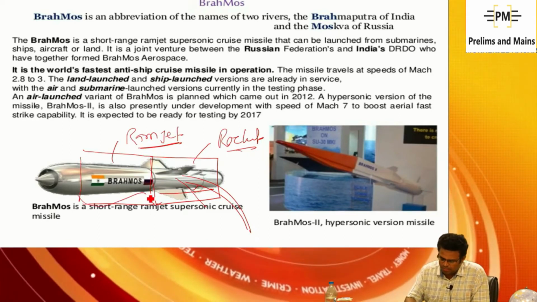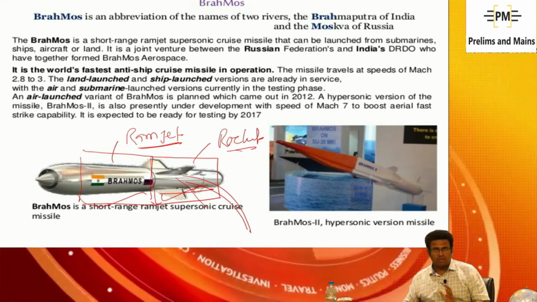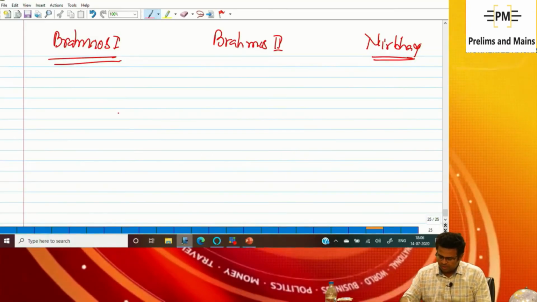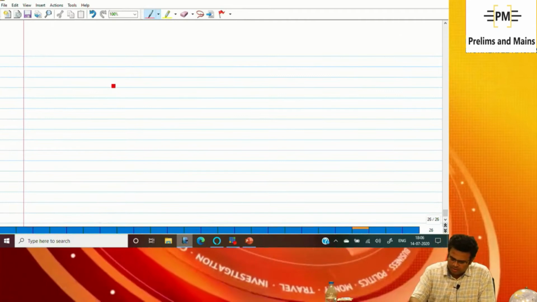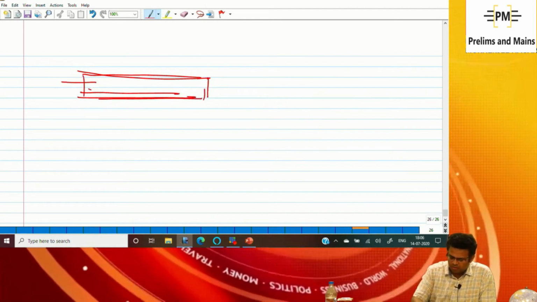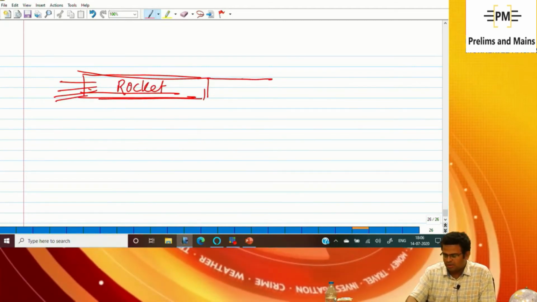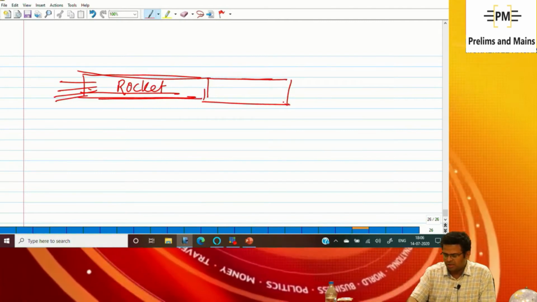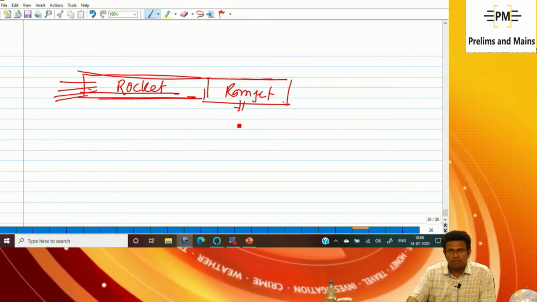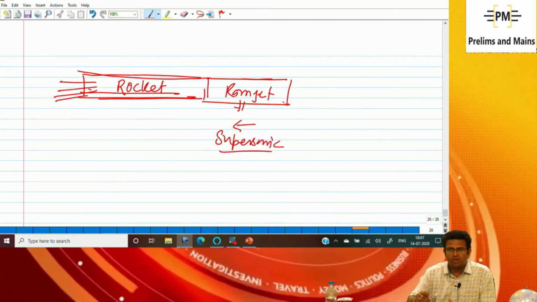So one important thing about the BrahMos is that it consists of a rocket, which means fuel. This section is the rocket which burns the fuel, rocket one, and the second is the two stages it has, which is your ramjet. Already you know the ramjet moves at supersonic speed, and supersonic means Mach 1 to Mach 5.